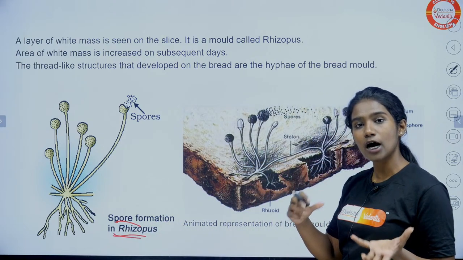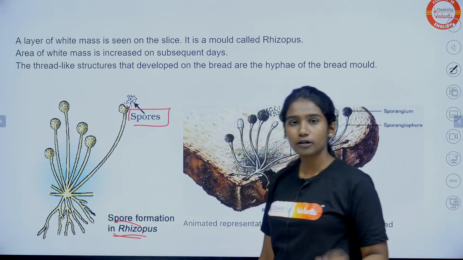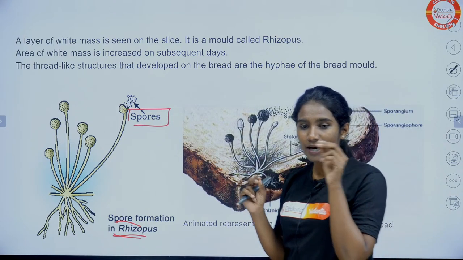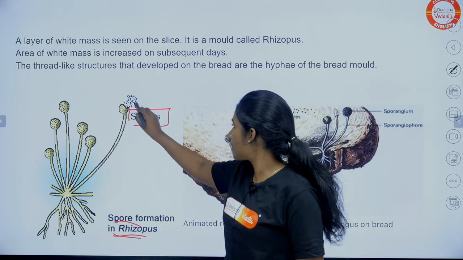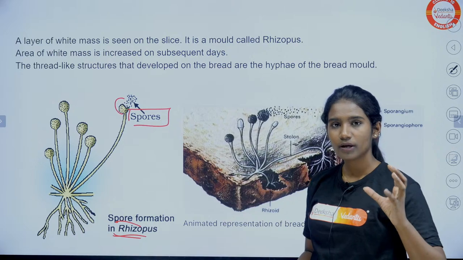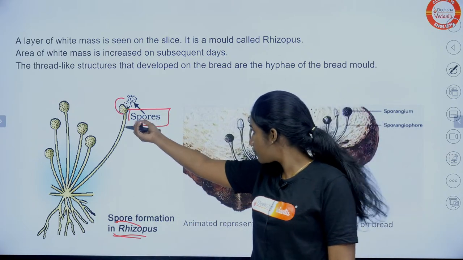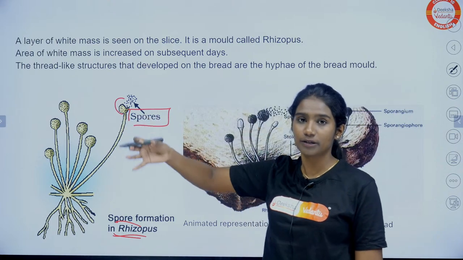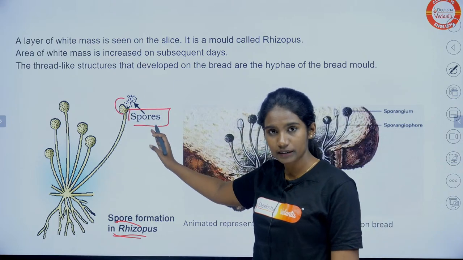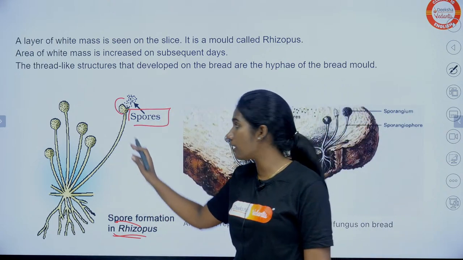And how does the rhizopus multiply? They multiply with the help of spores. The spores are present within a bulb-like structure. It has a hard, thick wall that covers the spores within. When this bulb-like structure ruptures, what happens? The spores are released, and then these spores can develop into a new individual.